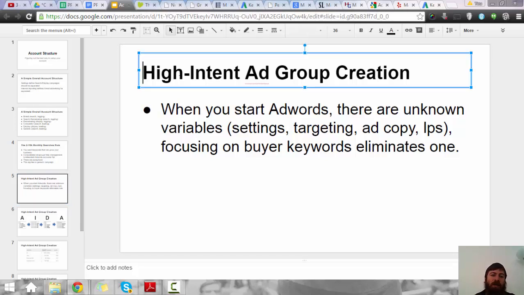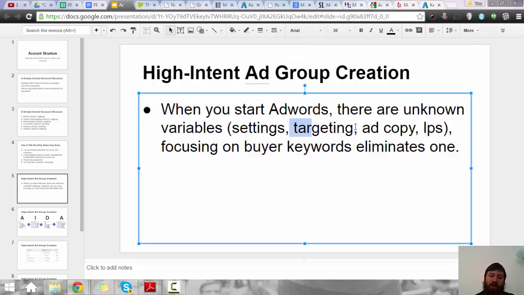Well, I say always focus on high intent keywords or ad groups so that at least you're eliminating one major variable. If we're advertising on something, for instance, such as a natural acne info product that cures acne, at least we know that the person is searching exactly for what we have, and in that case, we know that's not the problem.